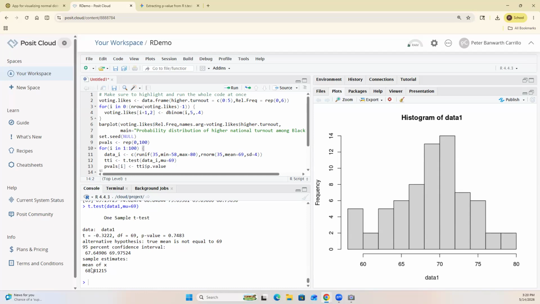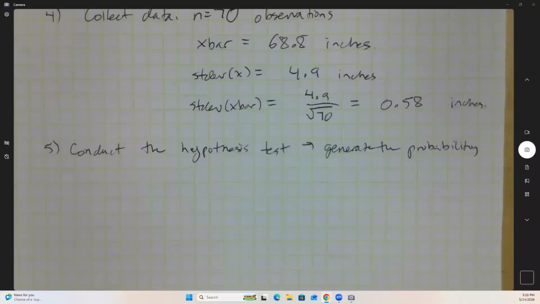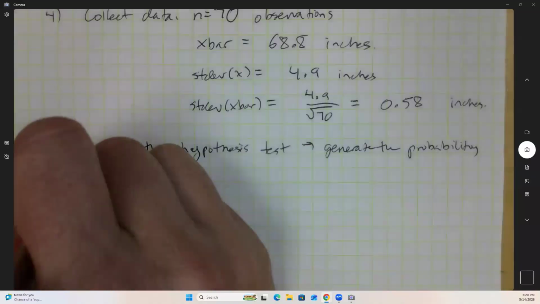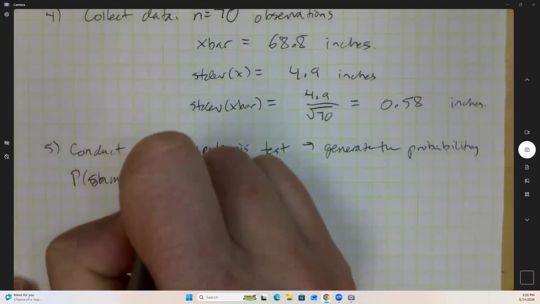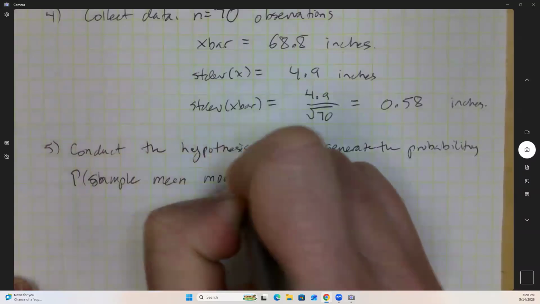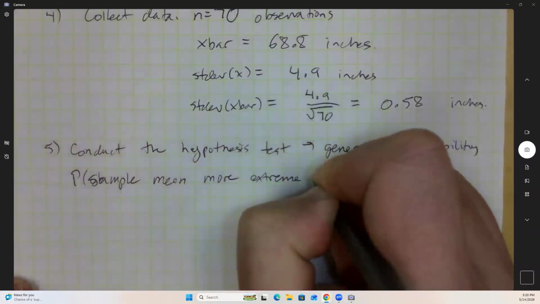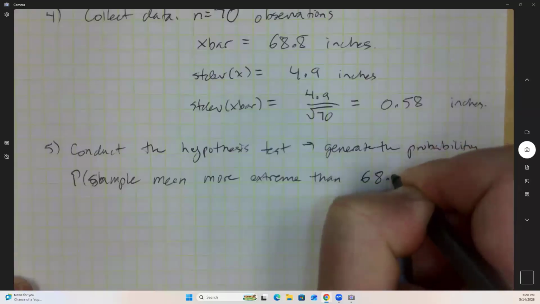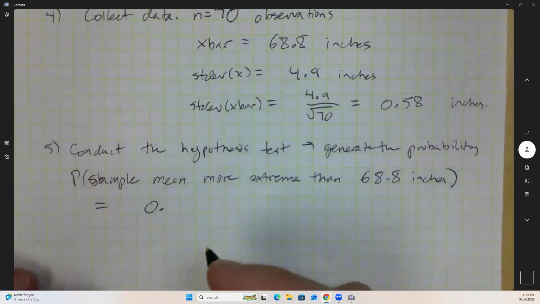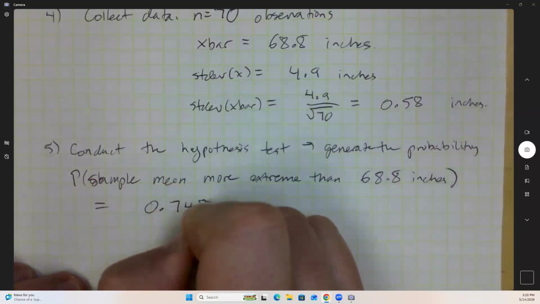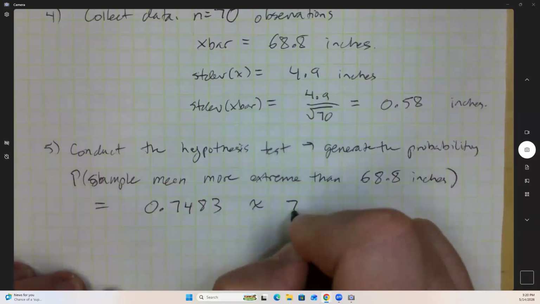And there's our probability of seeing something more extreme than what we actually saw. I'm going to put it on the paper now. So the probability of a sample mean more extreme than 68.8 inches is 0.7483, about 75%.